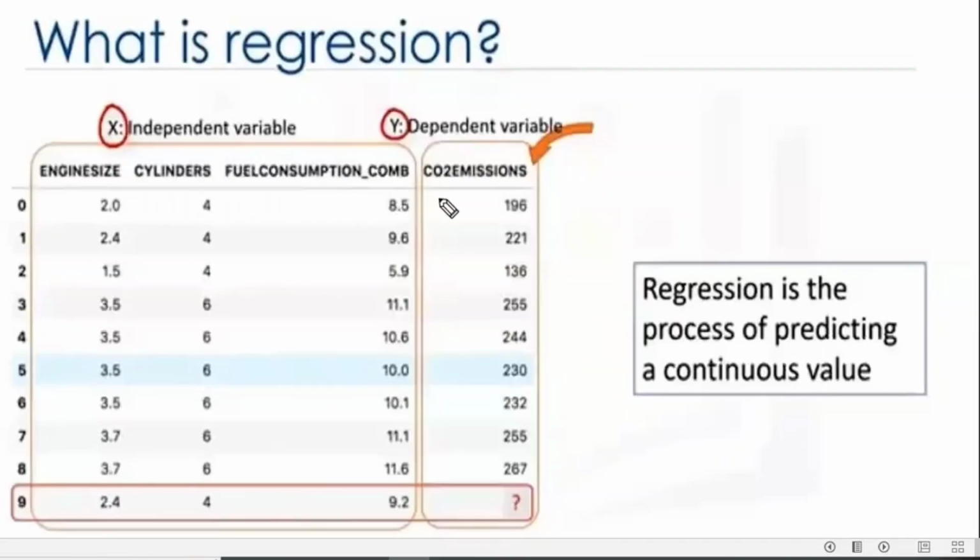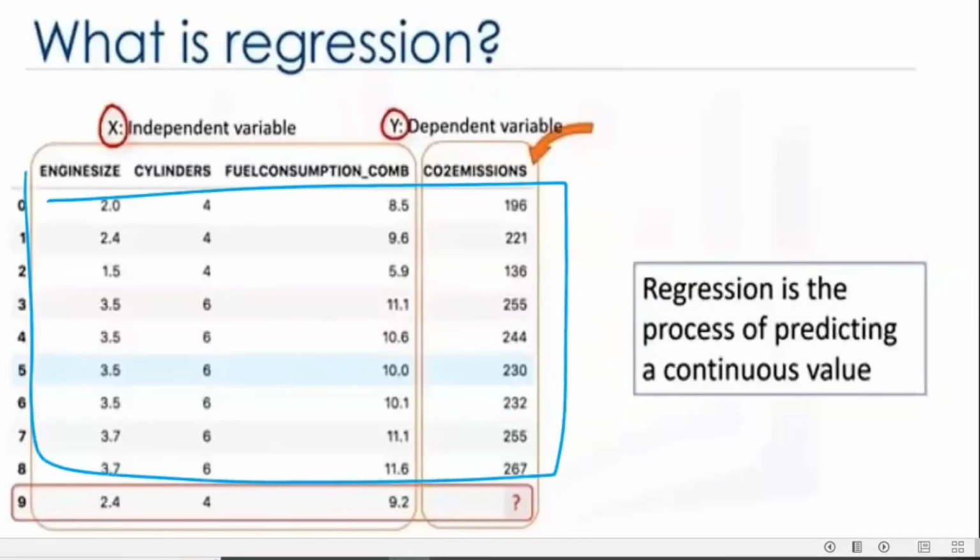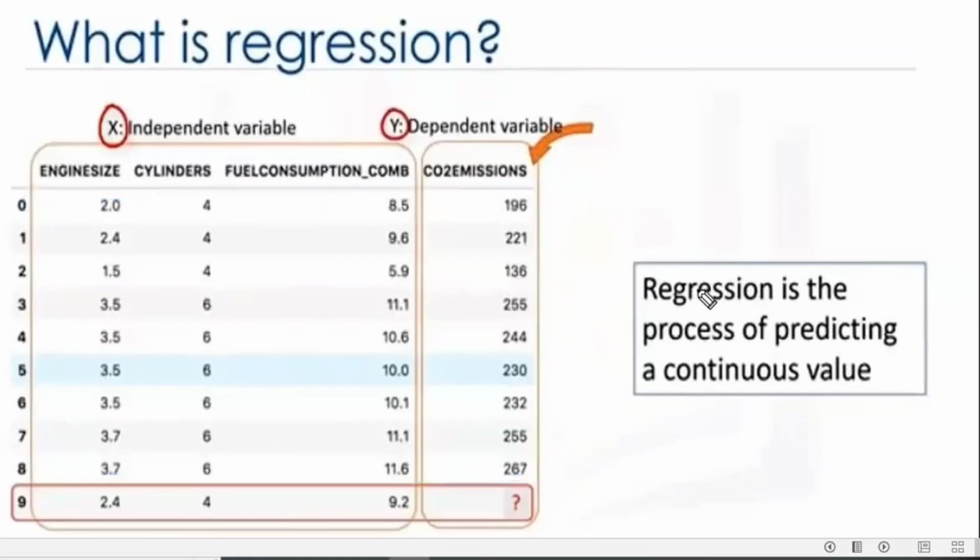So first we are going to take the past data, whatever data they have shared with us. First, we'll analyze the data, and based on this, we are going to predict on the new data. So regression is a process of predicting a continuous variable. If the output variable is continuous, it is going to work. If the output variable is not continuous, it is not going to work.